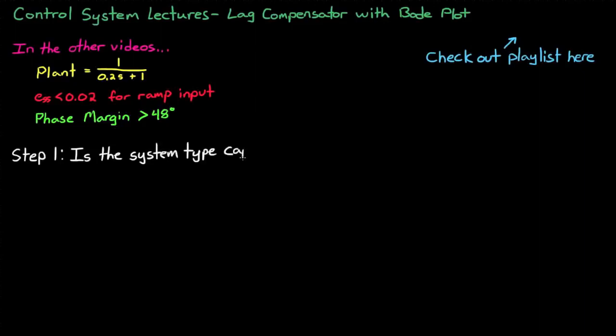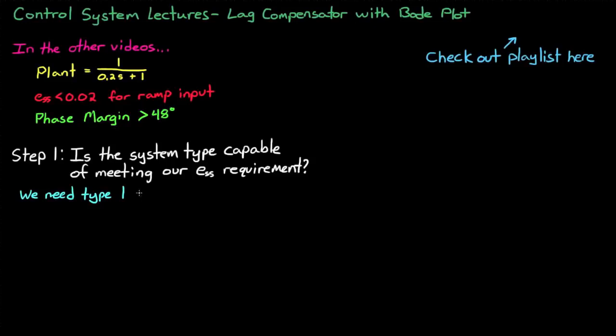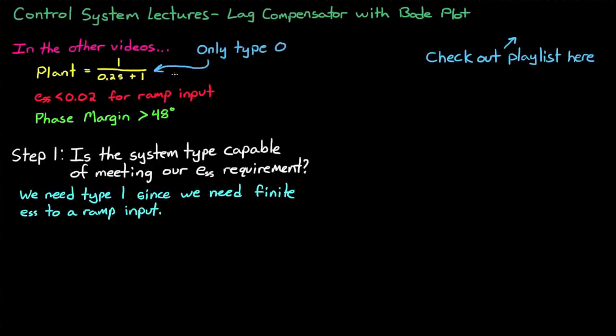The first step is to determine if the system type is sufficient to meet your steady-state error requirement. In our case, since we have a finite steady-state error requirement to a ramp input, we need a type 1 system, or at least a single pole at the origin. So we added that integrator, 1 over s, to our compensator. Without this increase in system type, no amount of gain would ever allow us to meet our steady-state error for a ramp input. The error would continue to grow to infinity. And that's because our system is only a type 0 since there are no poles at the origin.